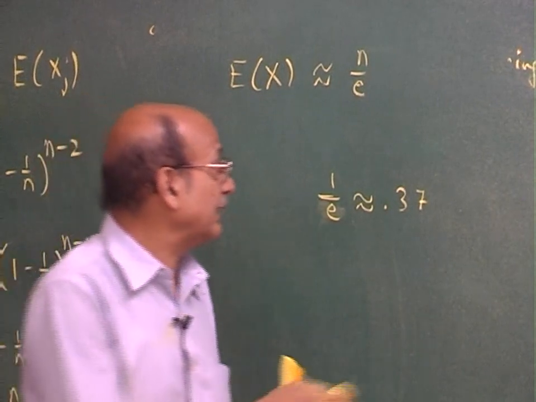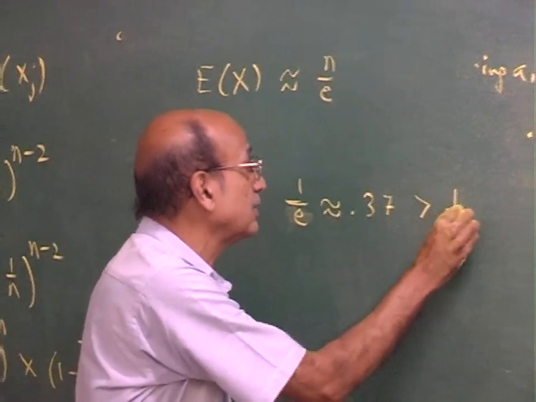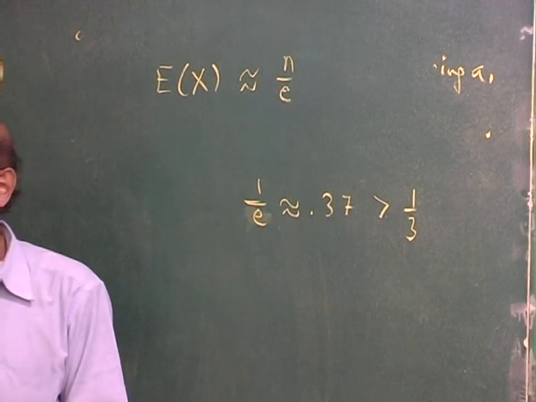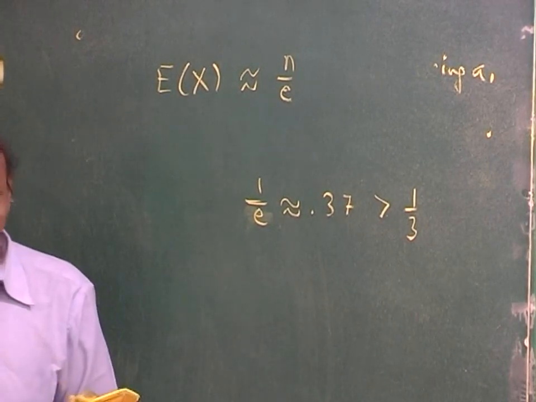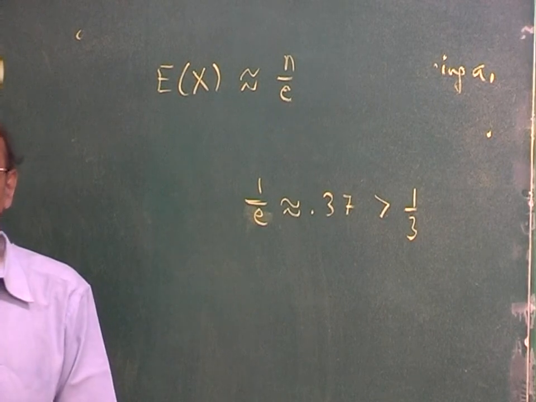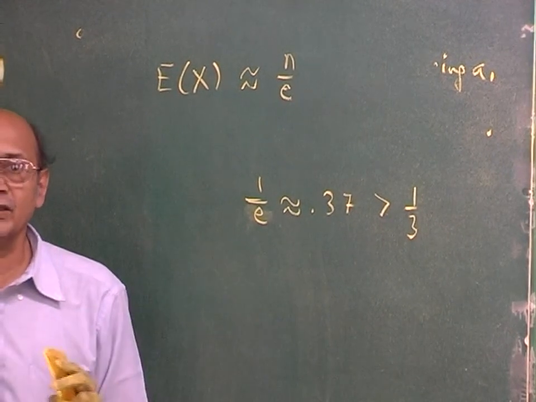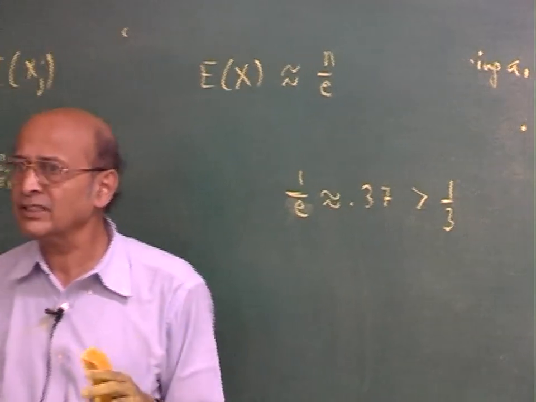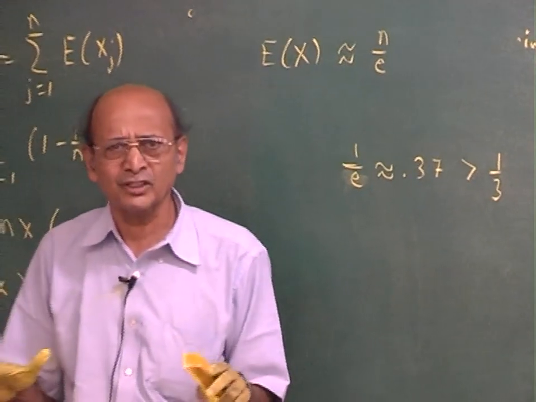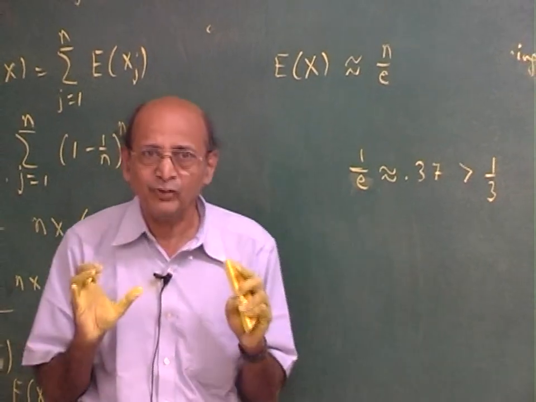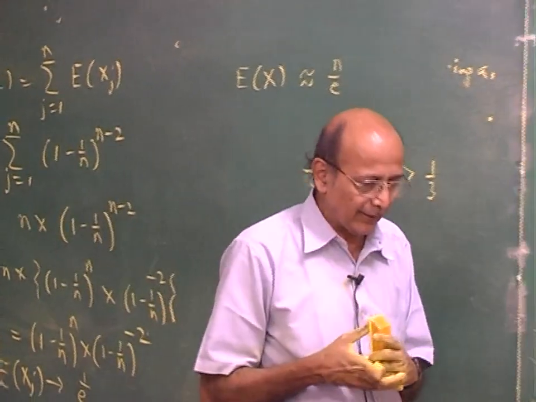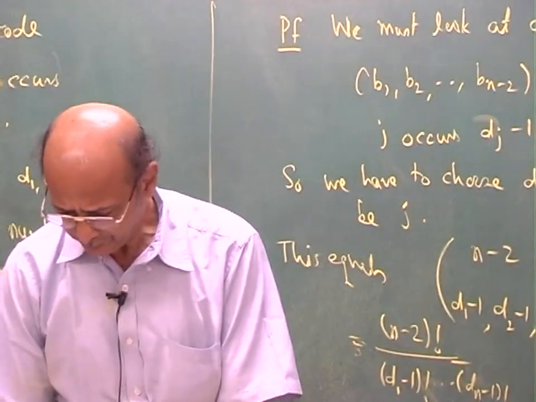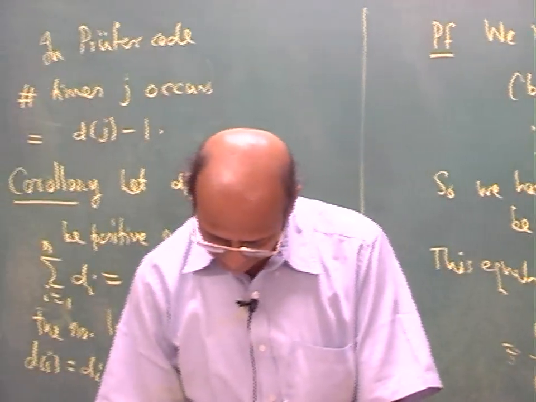0.37 actually is quite a large number. It's bigger than 1/3. So in an average tree on n vertices, more than 1/3 of its vertices are leaves. So middle vertices are not too many, there are just about 2/3 of them. Okay, so you get a rough idea. So that was a slight detour into probability.